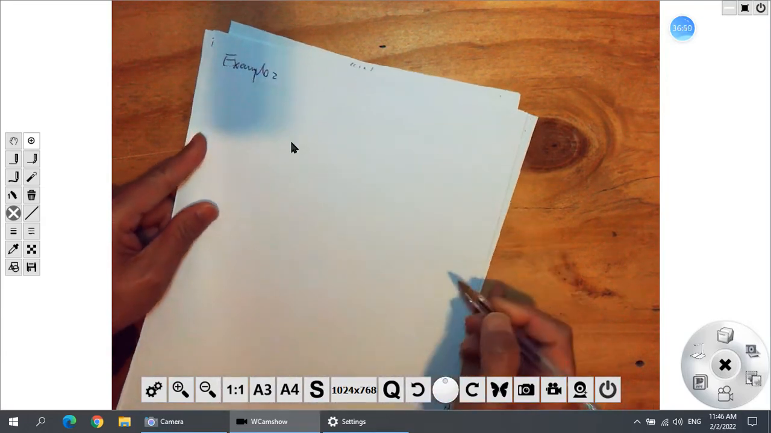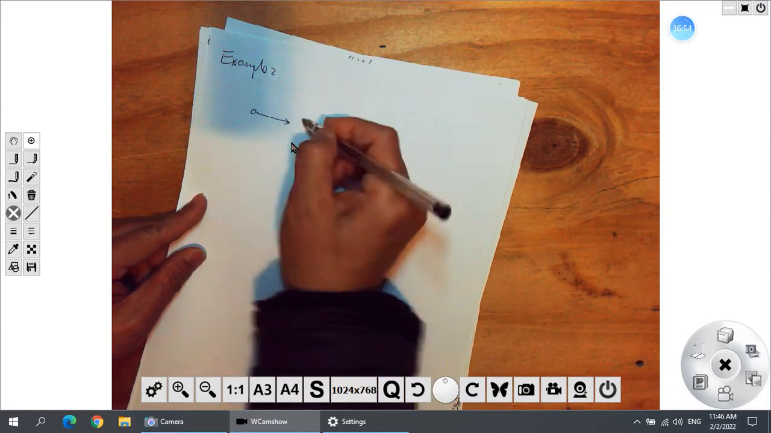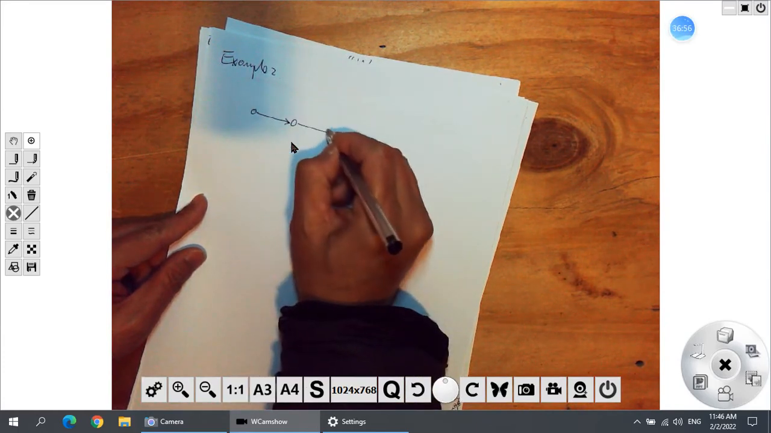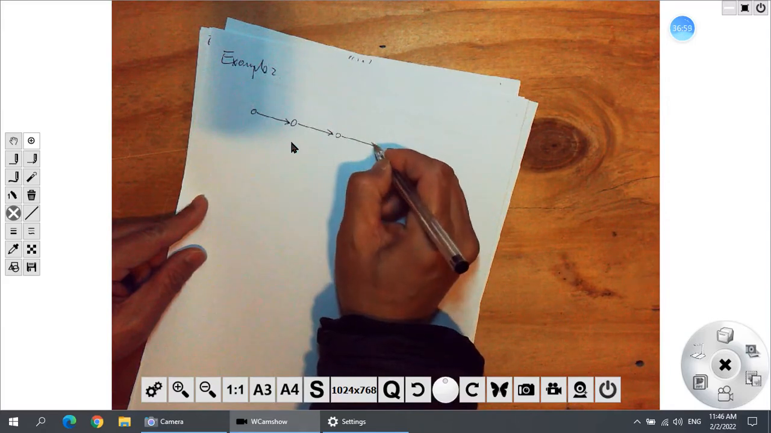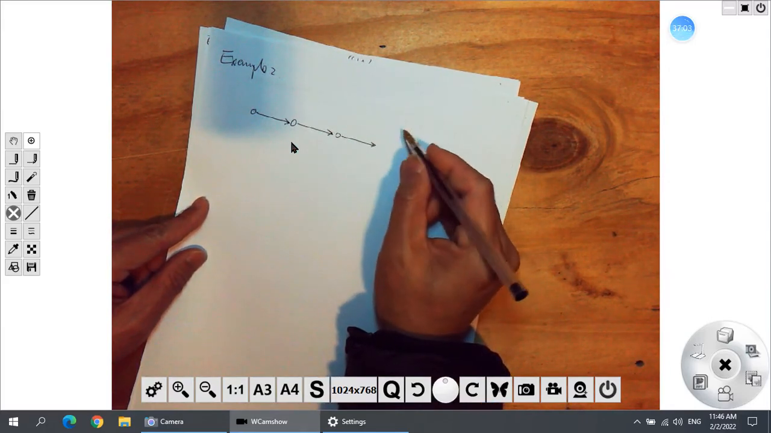Example 2. Here I only use the signal flow graph. If you have a block diagram, you can actually apply the formula in the same way.